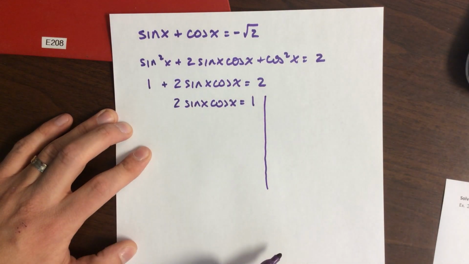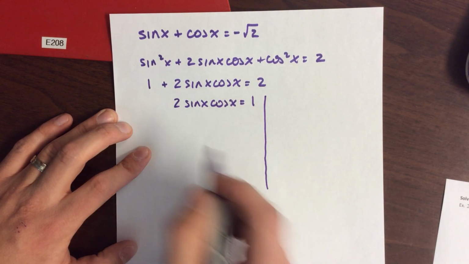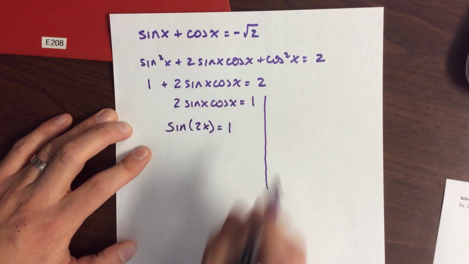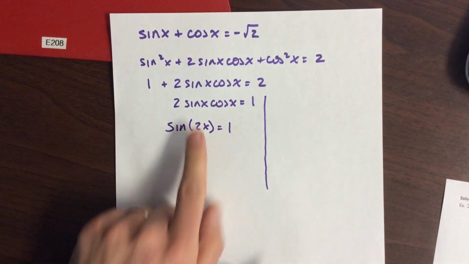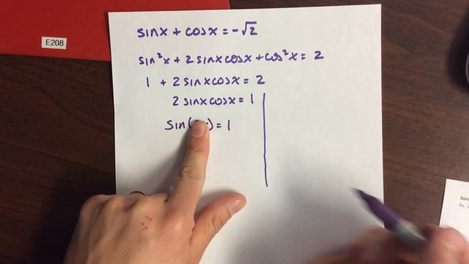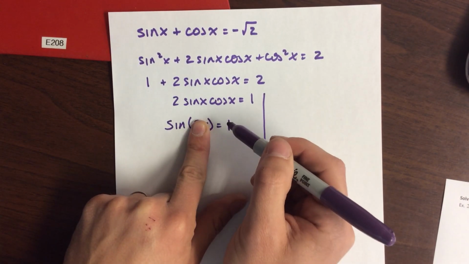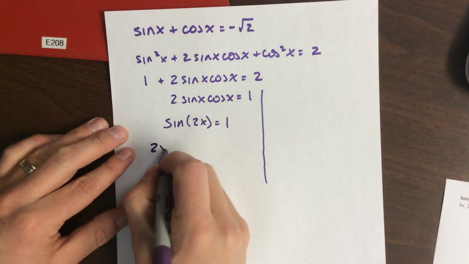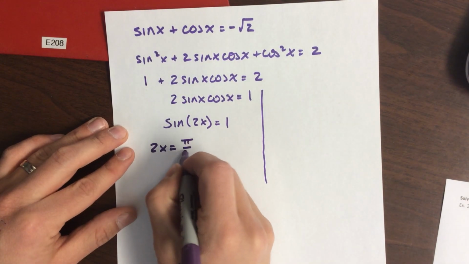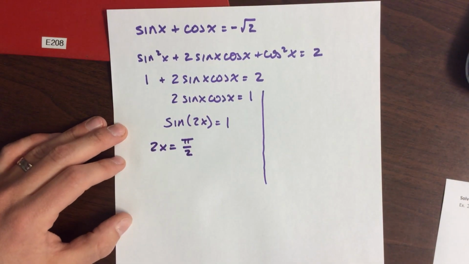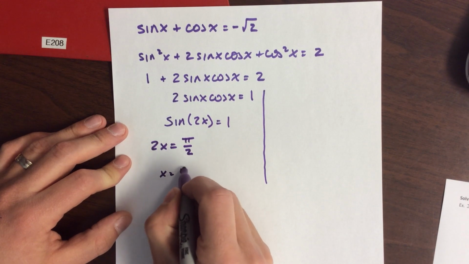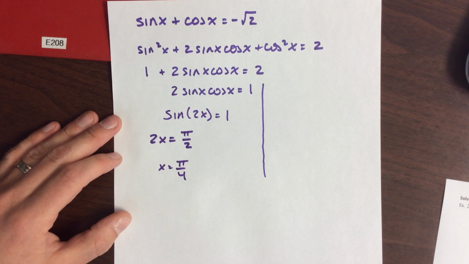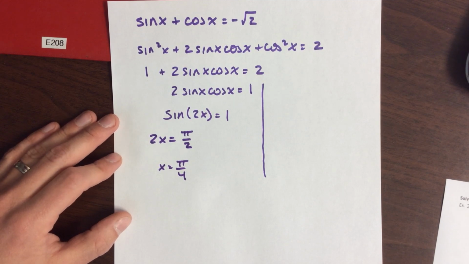So here on the left, this 2 sine times cosine, we saw that is sine of 2x equals 1. And so sine of something equals 1. Well, that something has to be pi over 2. So we know that 2x is pi over 2, and so then x equals pi over 4. Is that the right way?